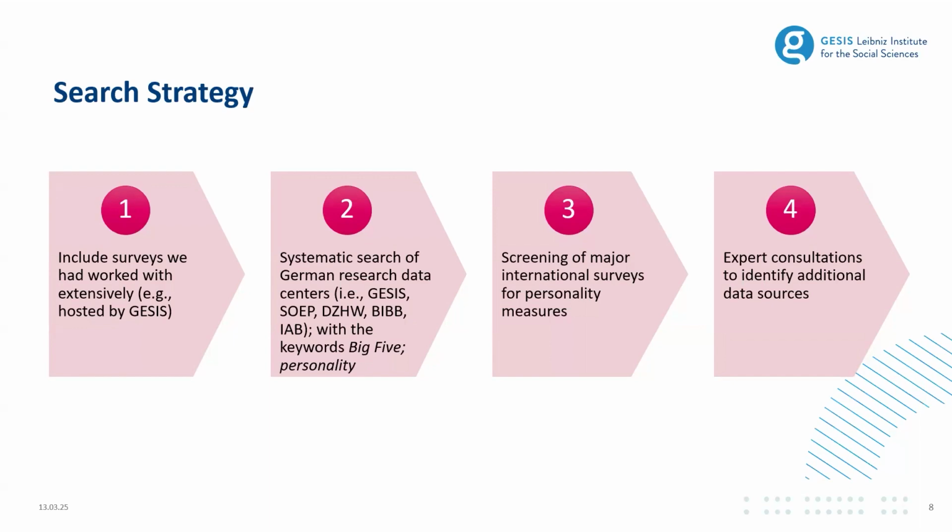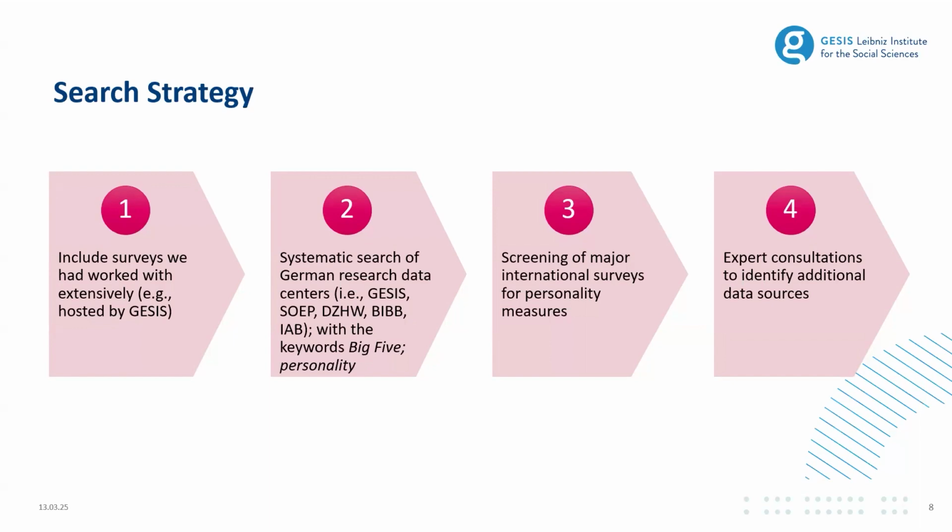Then in a second step, we conducted a systematic search using the databases of major German research data centers. Here you see the research data centers that we searched. This was, for instance, the research data center of the socioeconomic panel or of the DZHW, the German Center for Higher Education Research and Science Studies. In a third step, we then also screened well-known international survey programs that were also run in Germany for personality measures. Here, for example, the World Value Survey was one study that fulfilled this third step.